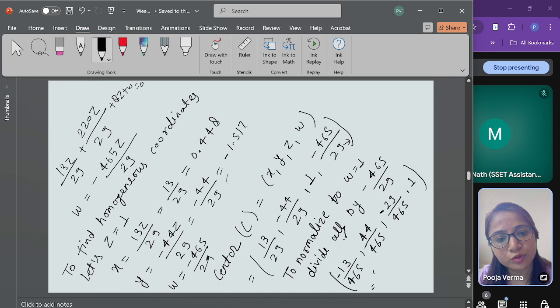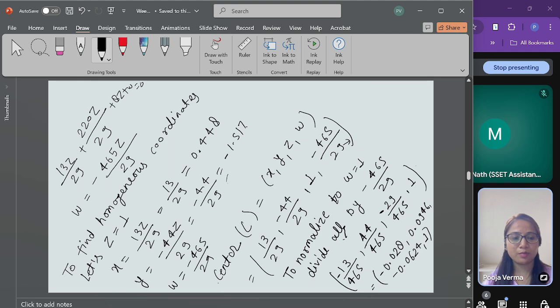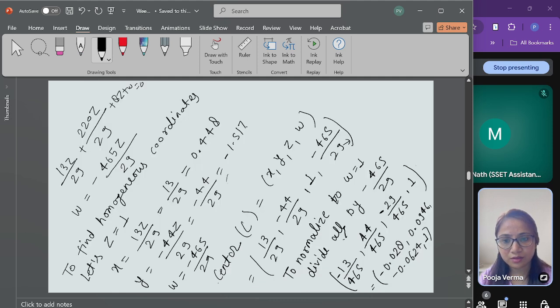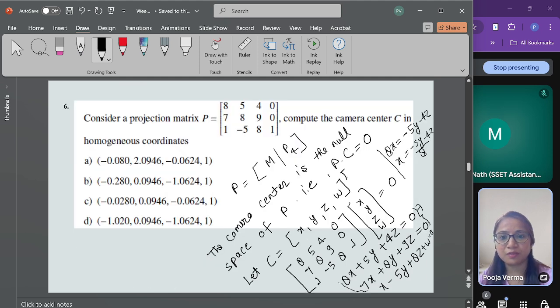Now if you divide all these values, you will get minus 0.028, 0.0946 and the next value, minus 0.0624, comma 1, and just go and match with the options. You will see which option has 0.028. Option C is matching with this answer. So okay, I hope you understand this question.